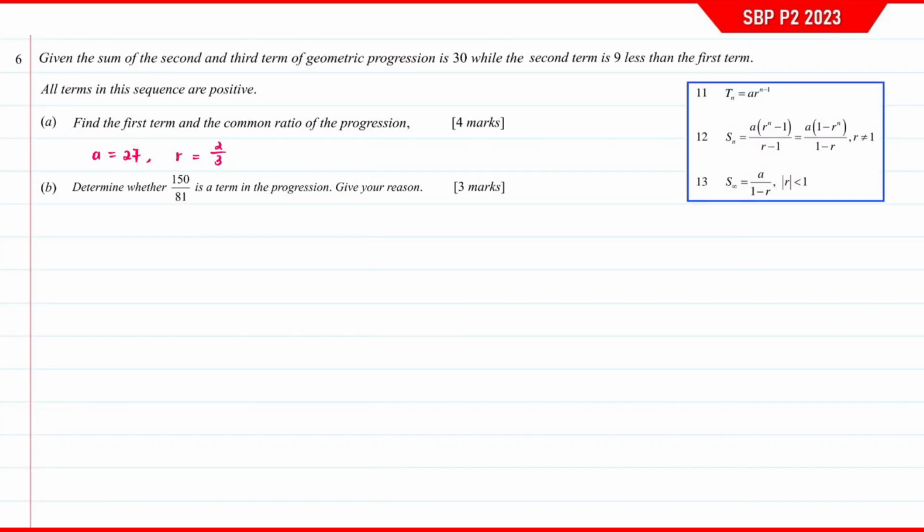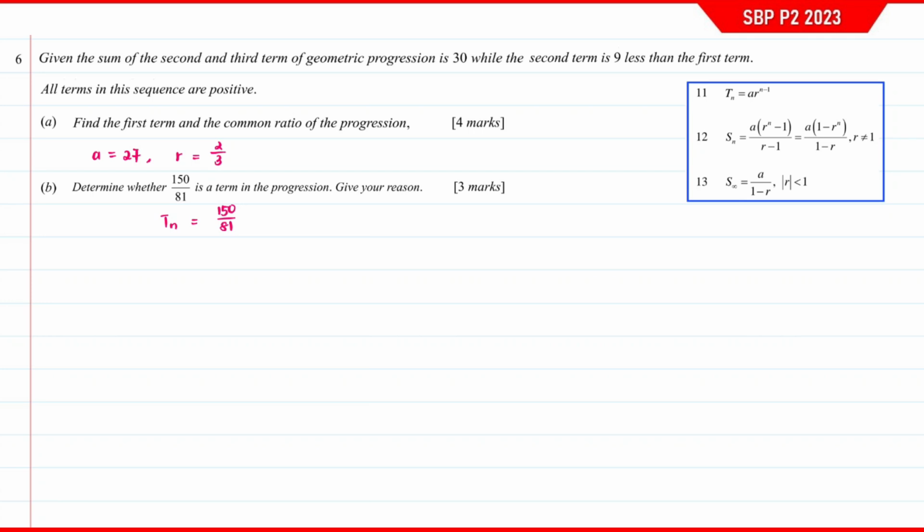Question B. Determine whether 150 over 81 is a term in the progressions. Give your reasons. So here we're going to find which term in these progressions 150 over 81 is. From there, we're going to determine whether this is a term in the progressions or not. So let's say 150 over 81 is the nth term in these progressions. So Tn is equal to 150 over 81.